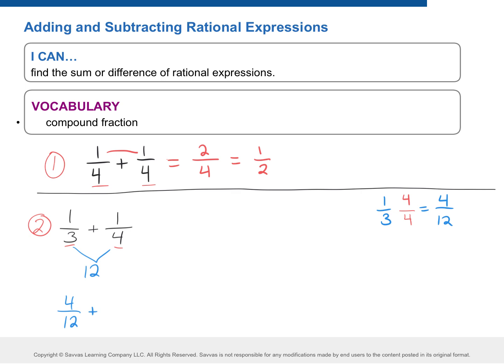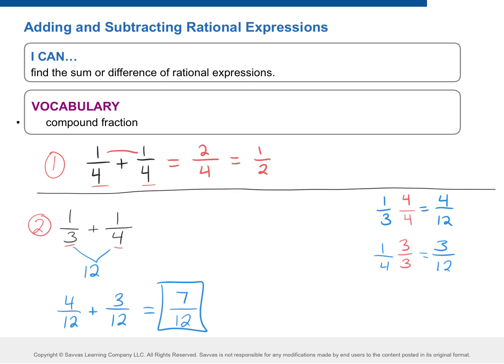Now we do the same process for 1/4. We pick 12. What times 4 gives me 12? 3. So 3 times 1 is 3. So then we get 3 over 12 for our 1/4. So what we did here is we just replaced our 1/3 and 1/4 with common denominator fractions. So now, can we add these two together? Yes, we keep our denominator, and then what do we do? Add the numerators. 4 plus 3 is 7.